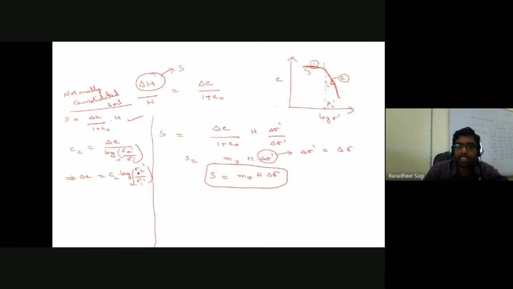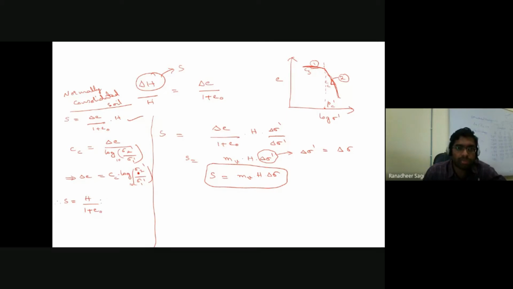So what does this sigma 2 dash mean? Sigma 2 dash is nothing but the initial effective stress plus the change in stress, which is causing the additional settlement in that particular soil. Therefore, my settlement expression in the case of a normally consolidated soil: delta e is replaced with Cc into log sigma 2 dash by sigma 1 dash.